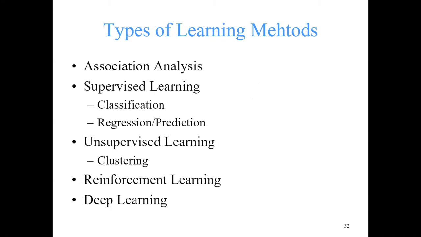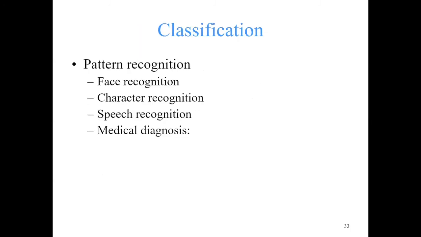There are many types of learning methods related to data mining and machine learning. These cover supervised learning, unsupervised learning, reinforcement learning, deep learning, and many other topics. In quality control, the most relevant topics are classification-based topics, which deal with pattern recognition, trying to find out if there is a pattern in the data.